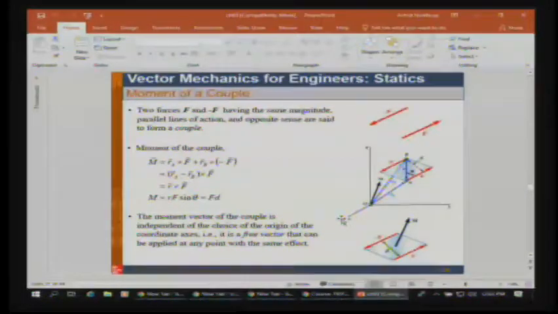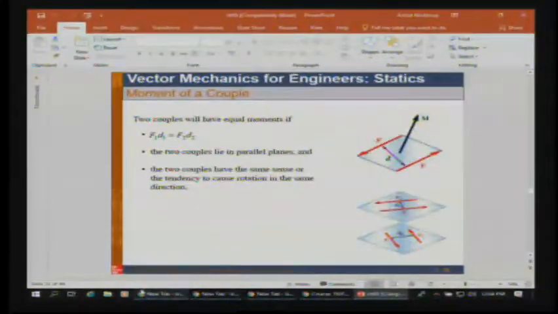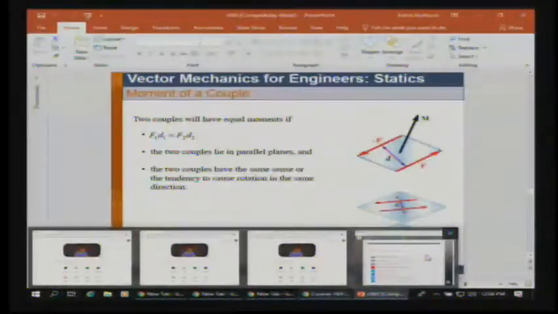It's also said that it's a free vector because it's really not going to matter where you consider it, as long as the body is rigid. So you can think about the moment being here, or you can think about it being here or here. Anywhere on that rigid body, it's going to have the same effect.